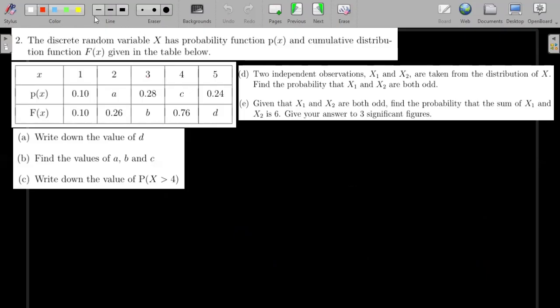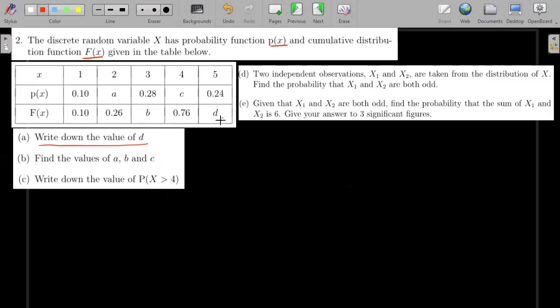Okay, so here they're saying the discrete random variable x has the probability function p(x) and cumulative distribution function F(x), given in the table below. So you've seen the table here. The first one is: write down the value of d. So you look at the position of d. It's in the row for the cumulative distribution function, and it's at the end.